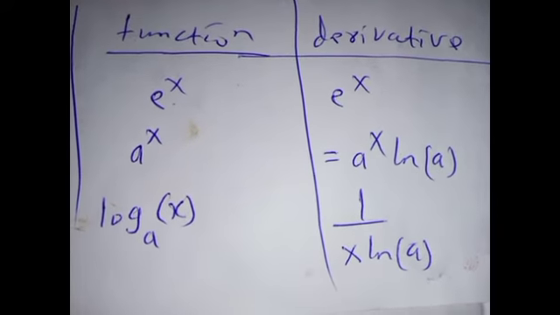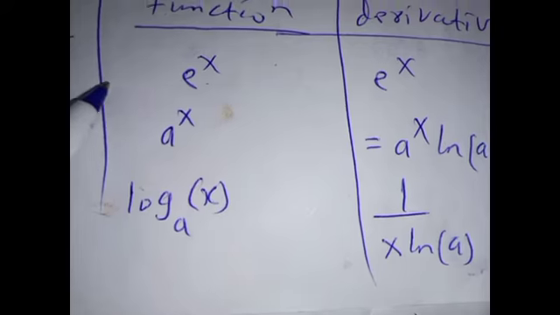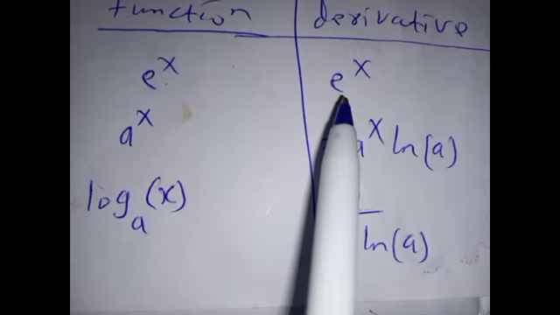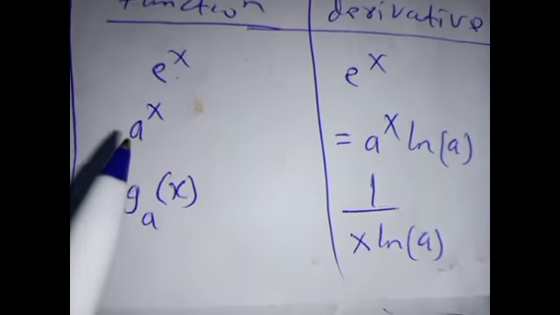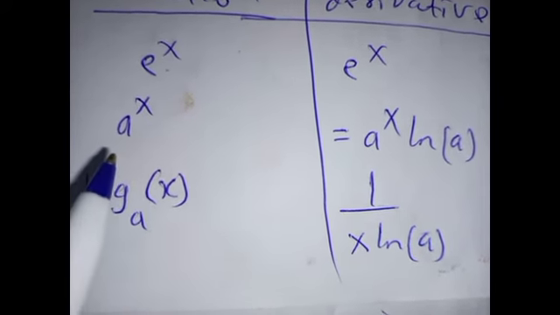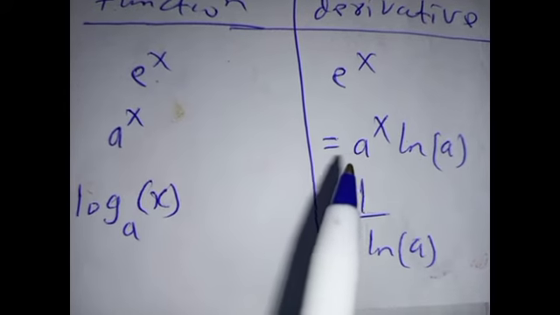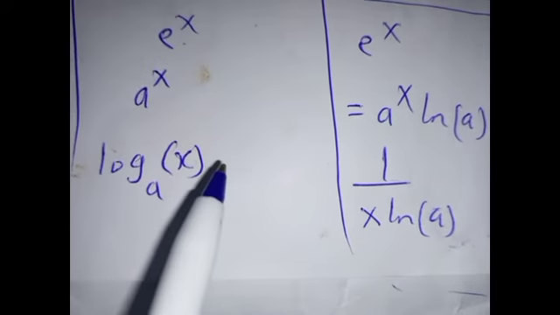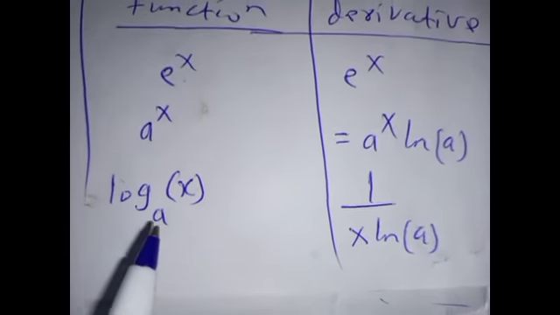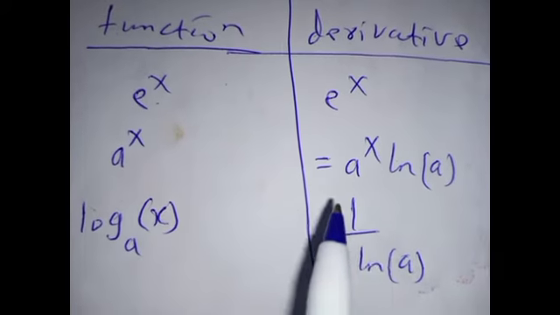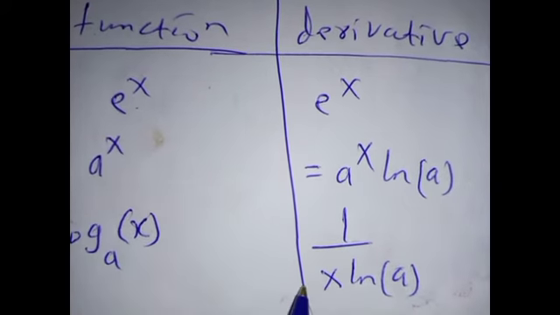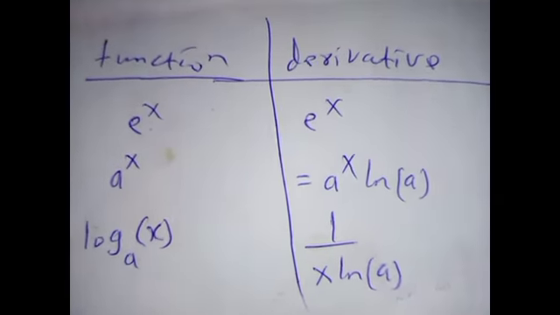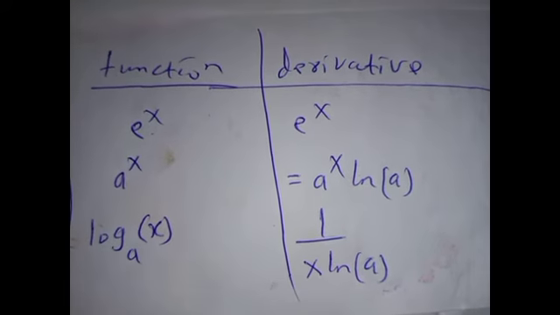So in our study, we have found that when you are given the function exponential x, its derivative is exponential x. When you are given a power x, where a is a constant value, its derivative, we have obtained as a power x natural logarithm of a. And when you have logarithm of x to base a, where a is a real constant number, its derivative is 1 divided by x natural logarithm of a. That is what we have obtained today in our study.